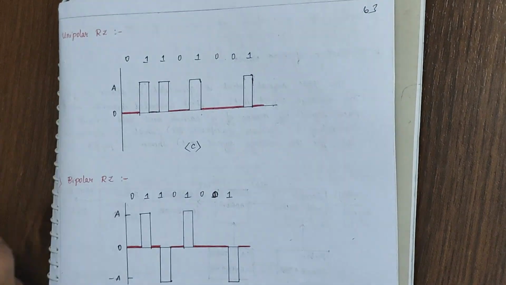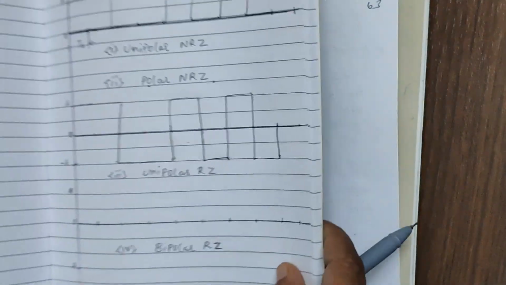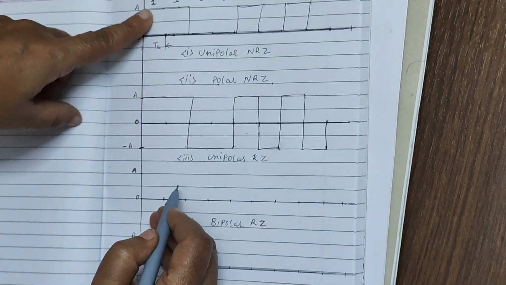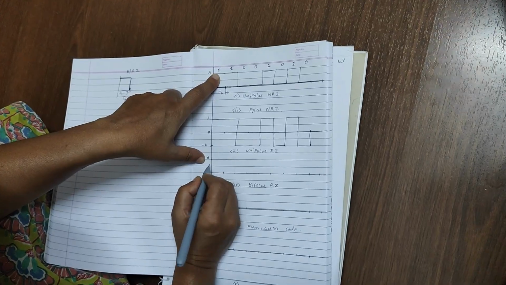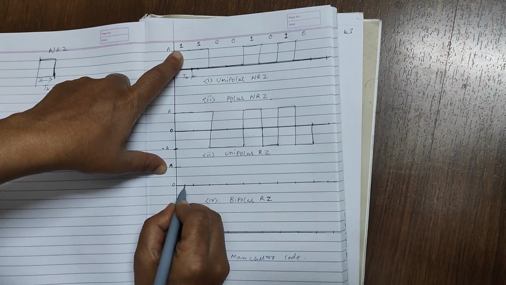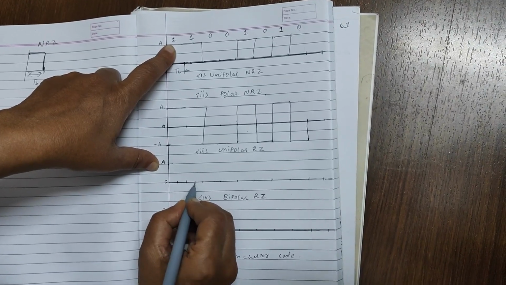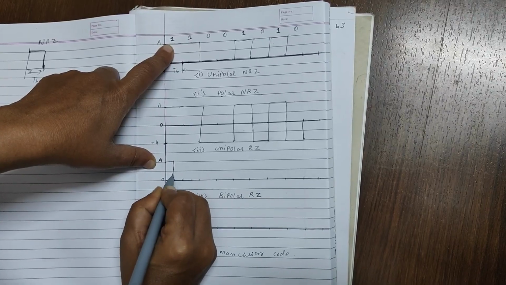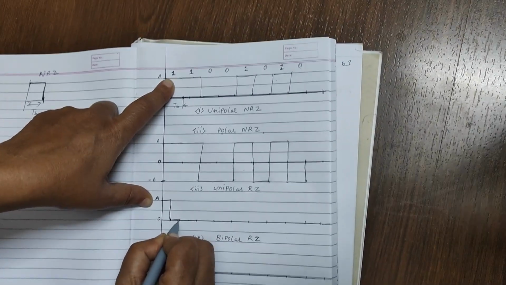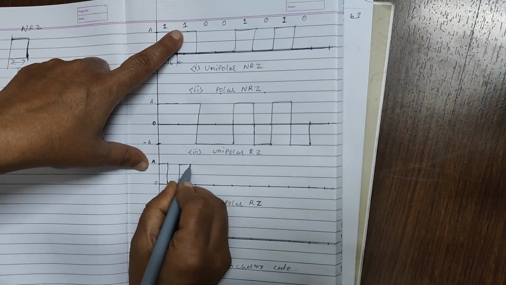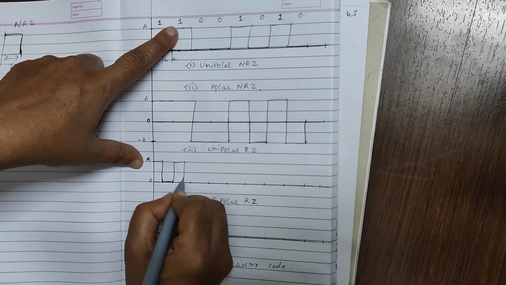Now let us draw unipolar return to 0 for another data stream. Here, unipolar return to 0. We have symbol 1. Return to 0 means I will mark the half duration here as a reference. So for the half duration it is 1, and for the other half duration it is 0. Again we have 1, so for half bit duration it is 1, and then it returns to 0.